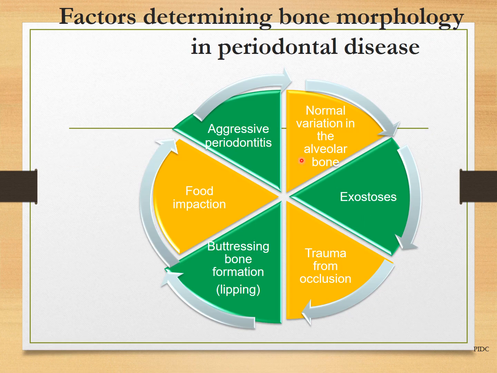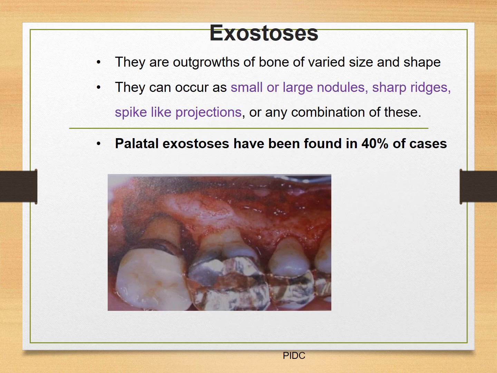What are the factors determining bone morphology in periodontal disease? So there are several factors that determine the bone morphology. There is normal variation in the alveolar bone, as we said before, and exostosis, trauma from occlusion, buttressing bone formation, and food impaction. So we will move on to each one later.